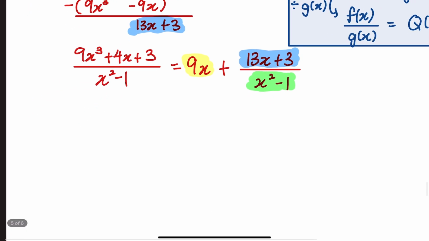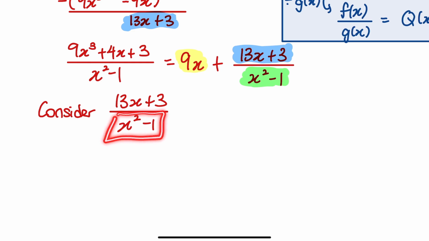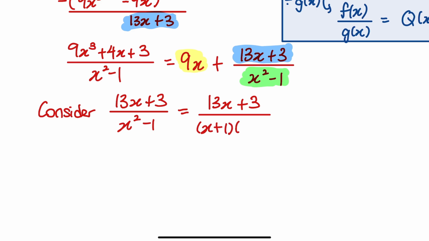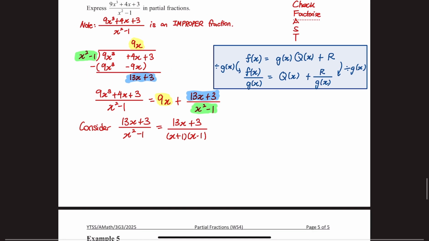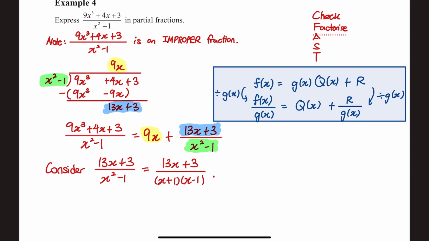We note that, consider this proper fraction first by itself, 13x plus 3 over x squared minus 1. Check the denominator, can I factorize this further? X squared minus 1 can be rewritten as 13x plus 3 over, remember your special identity, x plus 1 times x minus 1. Okay, so factorize part done.